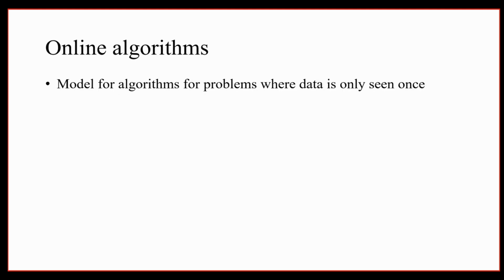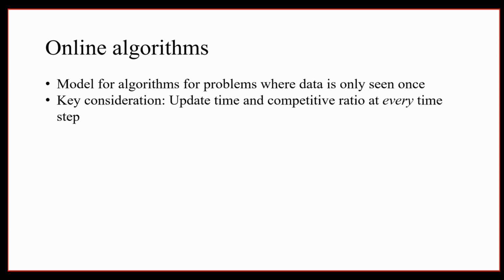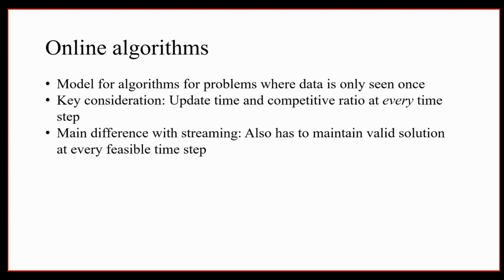In online algorithms, they are slightly different. Here you're allowed to see the data only once. And the things you care about are a bit different. Here you care about the update time and the approximation ratio at every time step, instead of the streaming setting, where you only care at the end of the stream. So here you need to maintain a valid solution at every time step. And here only a single pass is allowed.